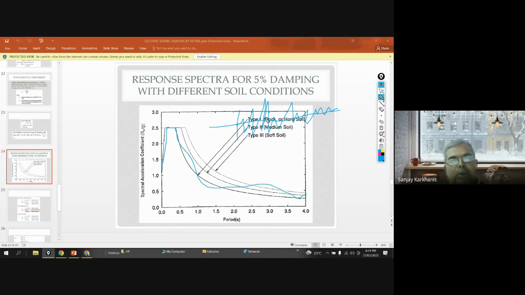At any time you find out the accelerogram and you will find this complicated figure. It is changing at every fraction of seconds. It is changing, and here you are getting very smooth, and that's why it is called... It is not an actual response spectra. It is a design response spectra.